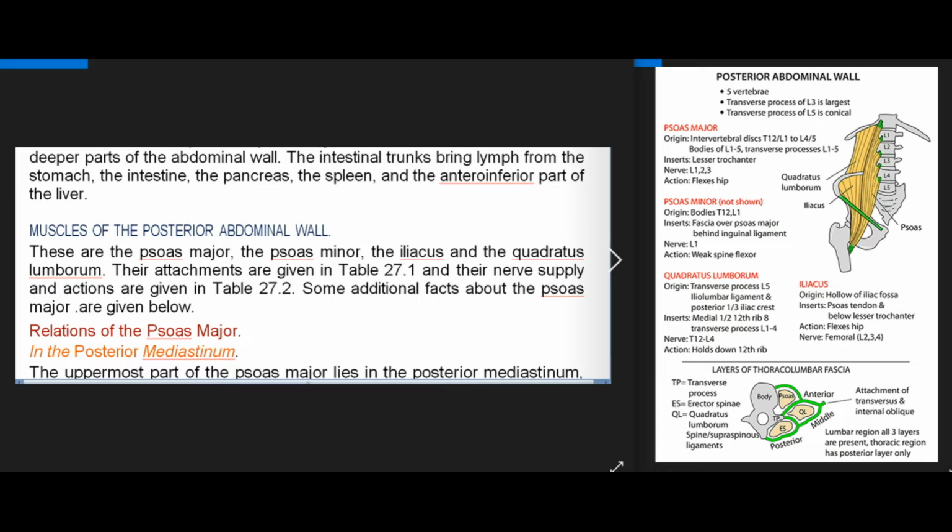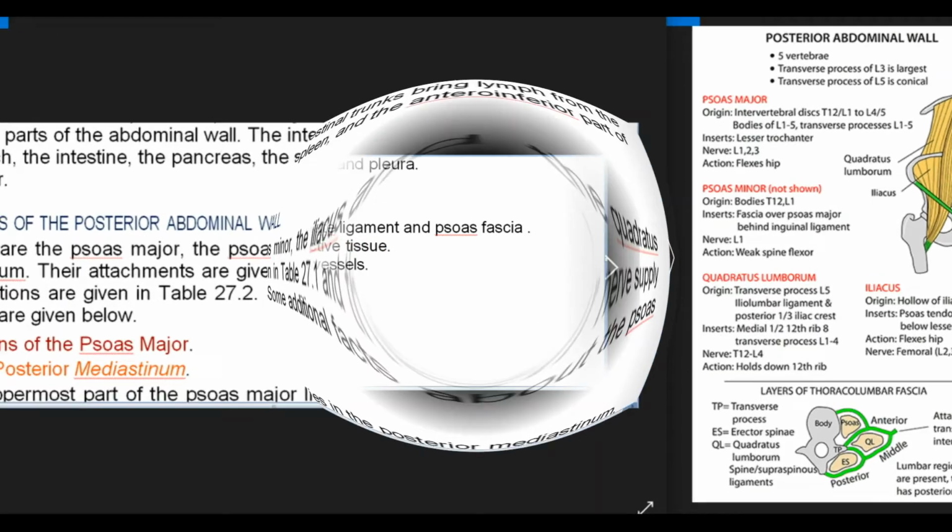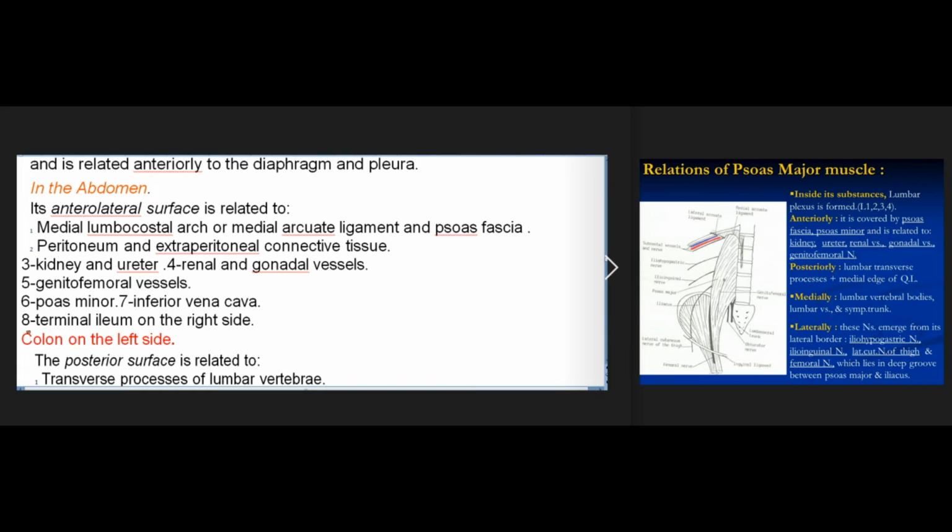Relations of the psoas major. In the posterior mediastinum, the uppermost part of the psoas major lies in the posterior mediastinum, and is related anteriorly to the diaphragm and pleura.